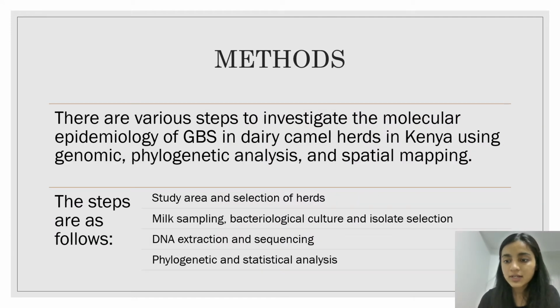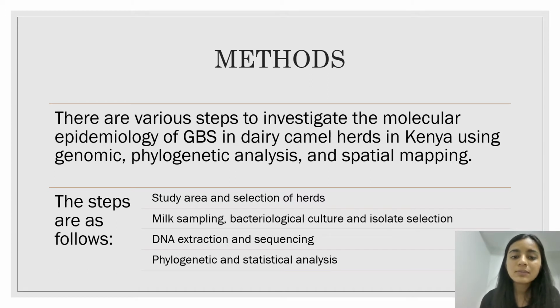Now the methods, how we did this research, I'll just explain. There are various steps to investigate the molecular epidemiology of GBS in dairy camel herds in Kenya using genomic phylogenetic analysis or spatial mapping. The steps used in this particular research were, first of all, the study area and the selection of particular herds of camels.